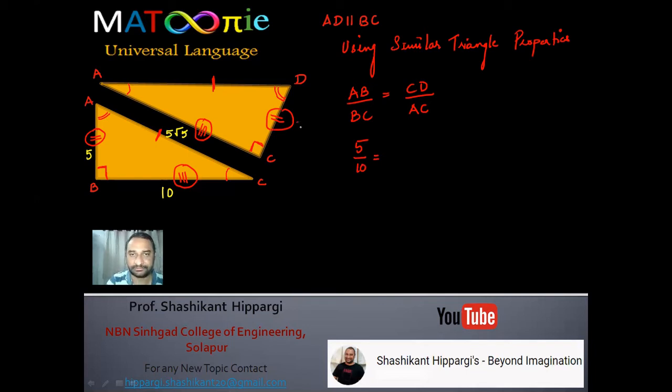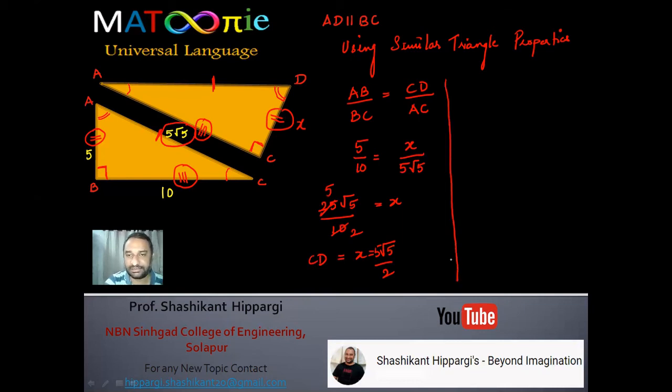So we'll take it as X. So that is X divided by AC. AC we know is equal to 5 root 5. So here I can say this is 5 root 5. So finally X is equal to 25 root 5 divided by 10, or I can say this is 5 root 5 by 2. So X is equal to 5 root 5 divided by 2, which is nothing but the value of CD.